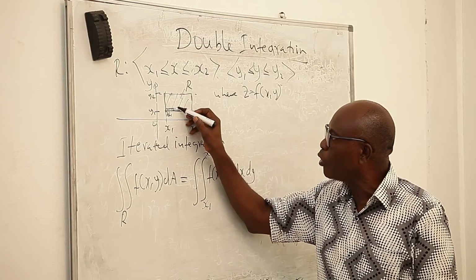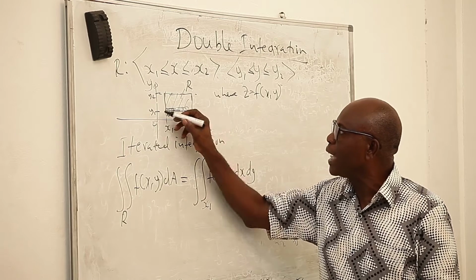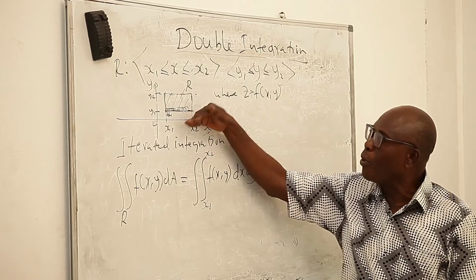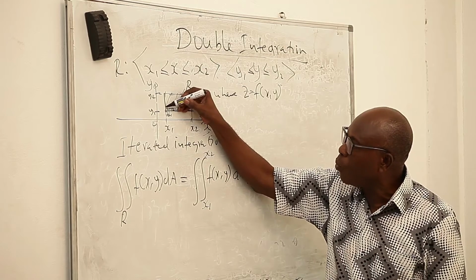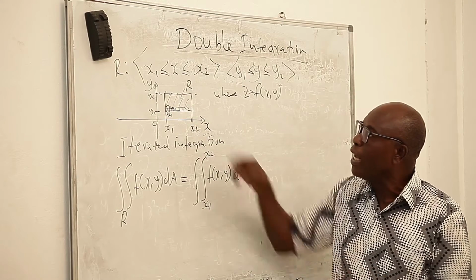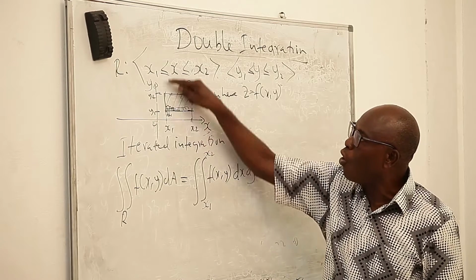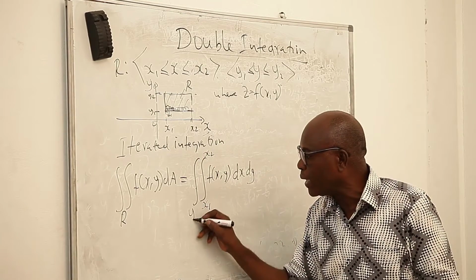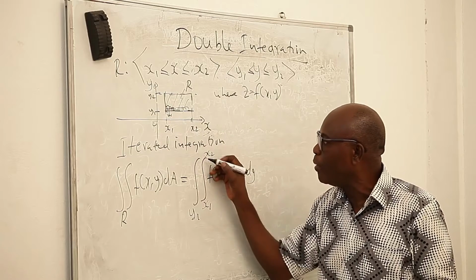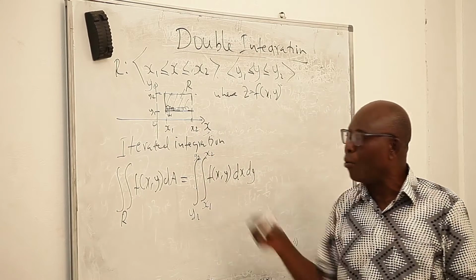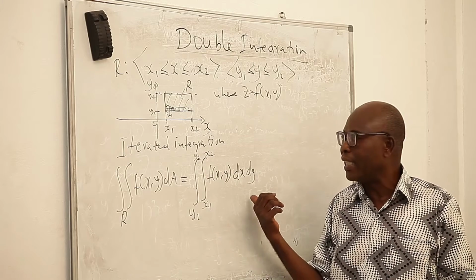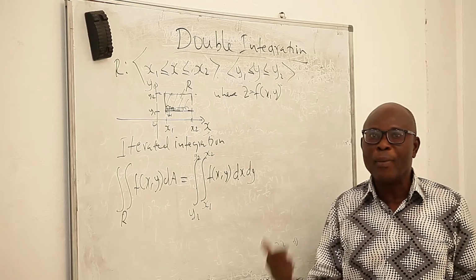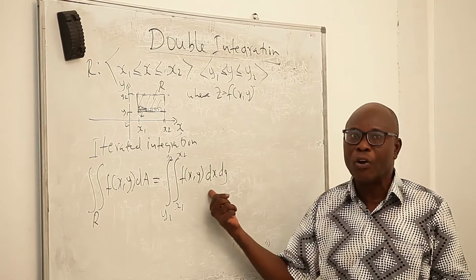When we finish the small strips, we proceed along the y-axis, moving the whole strip from the lower limit y1 to the upper limit y2. This is how we formulate the iterated integral. Now the second part is when we formulate the iterated integral first along the y-axis.